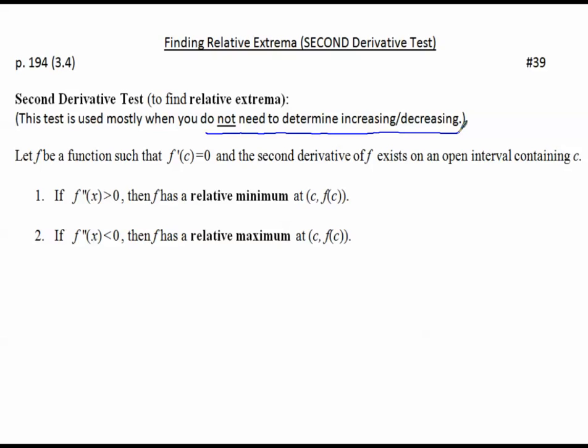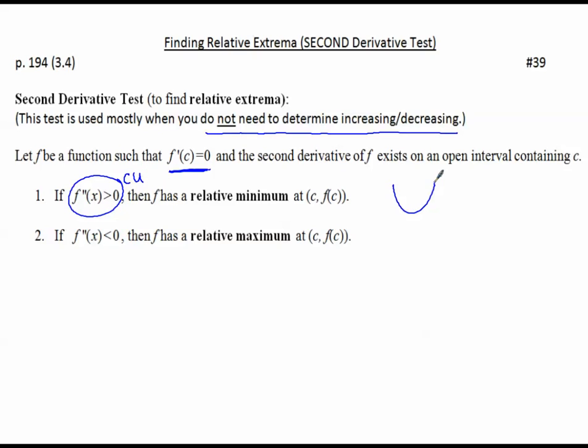maxes or mins. Let f be a function such that f prime of c equals 0, and the second derivative of f exists on an open interval containing c. If f double prime is greater than 0, then f has a relative minimum at c. Well, remember the second derivative tells us about concavity. So f double prime being greater than 0 means f is concave up.